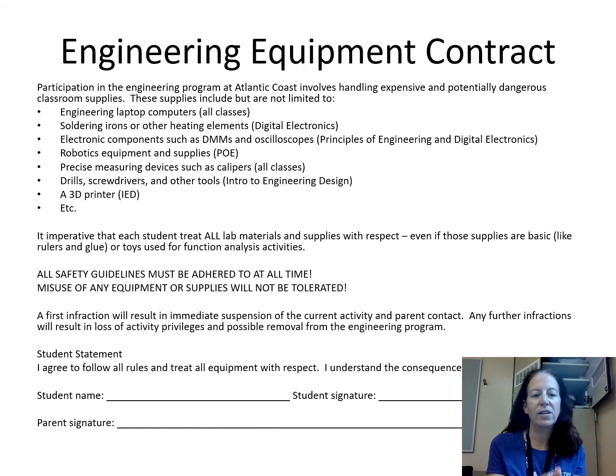There's a student statement there. It says, I agree to follow all rules and treat all equipment with respect, and I understand the consequences for failing to do so. And then you'll print your name clearly, sign your name, and then we want a parent signature on that as well to confirm that your parents understand that, if they get a phone call or something, something's not going right in class. Hopefully that is a non-issue, and that everybody does listen to the directions when directions are being given and then adhere to those, because we really, really, really don't want any kinds of accidents, and we definitely don't want to lose lots of money worth of materials.